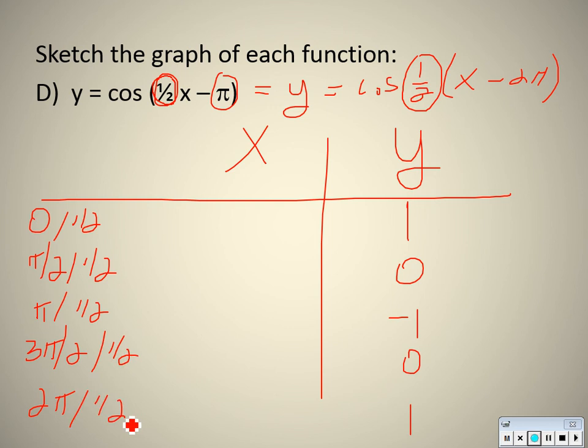Then in the parentheses I have minus 2 pi. So remember, subtracting inside the parentheses shifts the graph to the right. So mathematically speaking, if I shift to the right, I want to add. So I'm going to add 2 pi to each of these results.